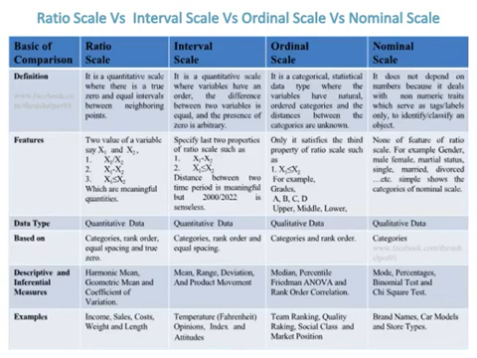The examples of ratio scales are income, sales, costs, weight and length, while the examples of interval scales are temperature in Fahrenheit, opinions, index and attitudes, while the examples of ordinal scales are team ranking, quality ranking, social class and market position, while the examples of nominal scales are brand names, car models and store types.